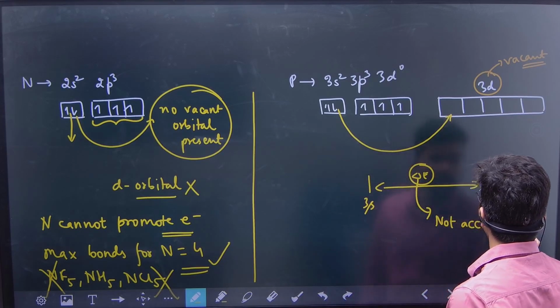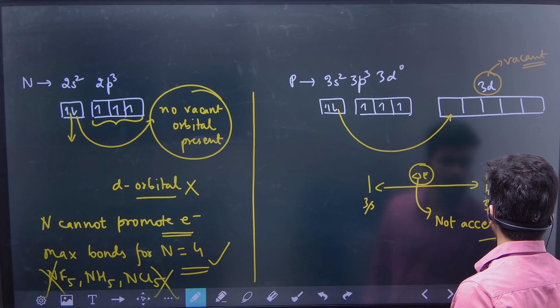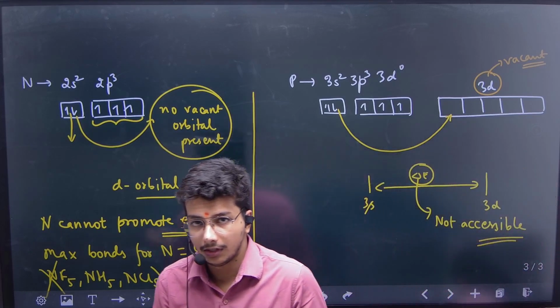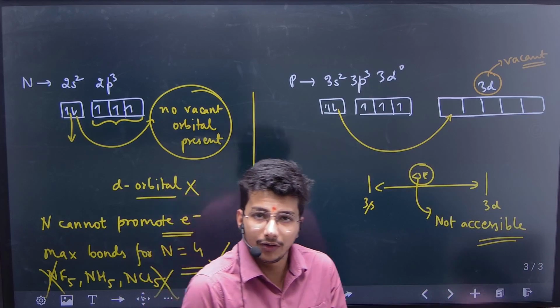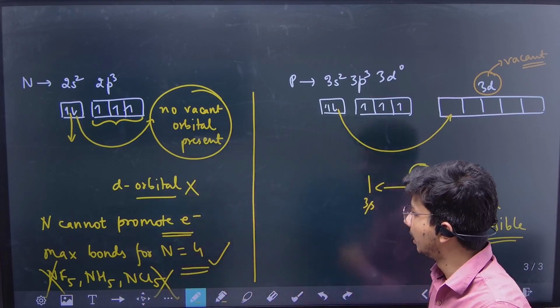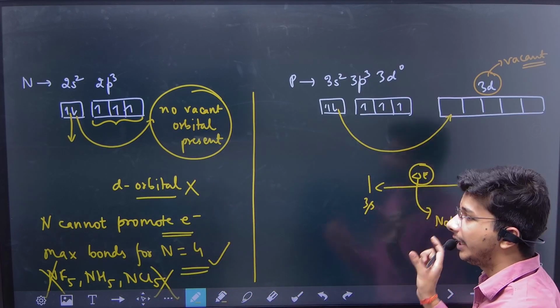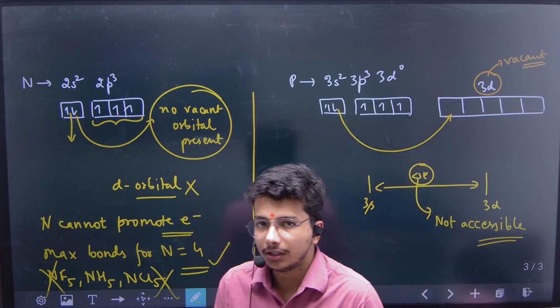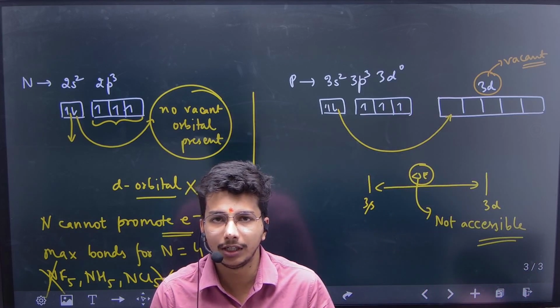It is generally not accessible. So how can phosphorus, or will phosphorus form 5 bonds? Let's see. Now what we can do is we can make it accessible. How can we make it accessible?